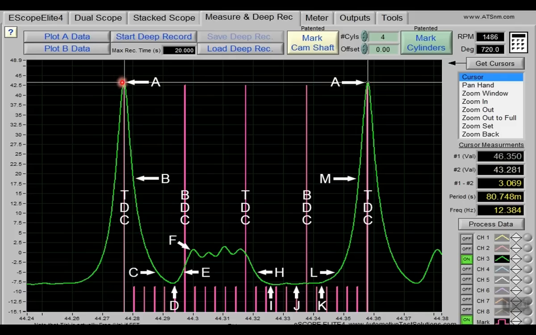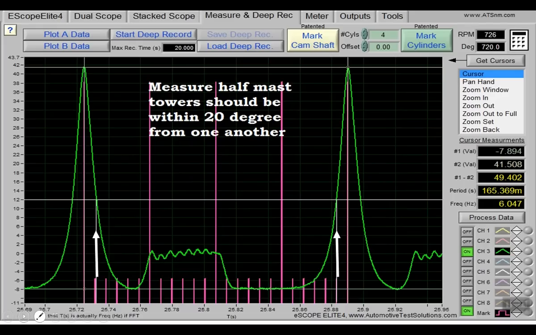Now, if I go from the center line, the TDC line, and I measure out to this point, I'm sorry, not 30 degrees. If I measure from peak down to here and I go half mass, so if I measure from the top to the bottom of my waveform and cut this in half and put a cursor through the half, what I want to do is measure from this center line to this ramp, the upward ramp.